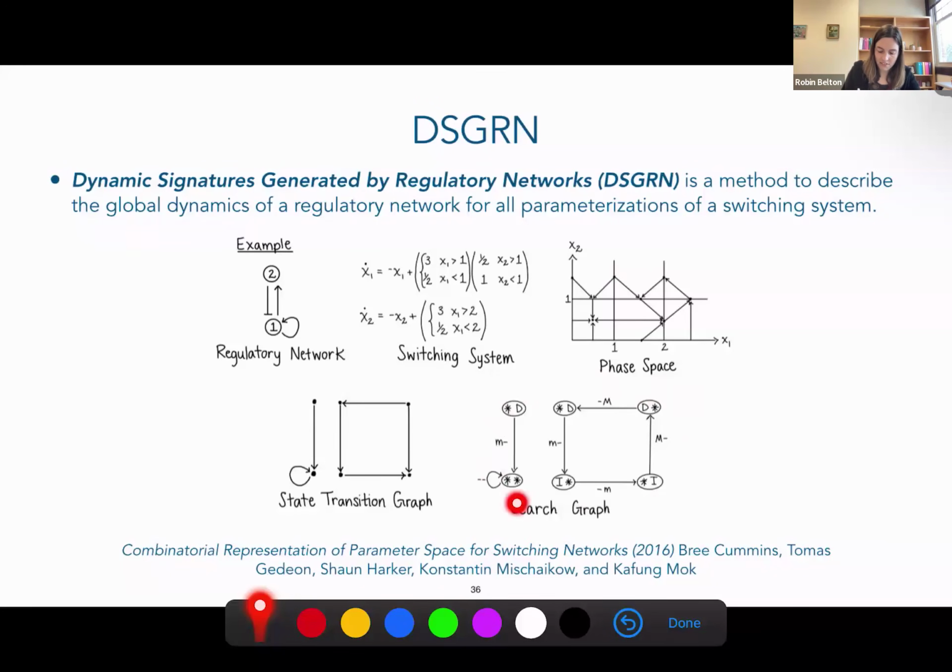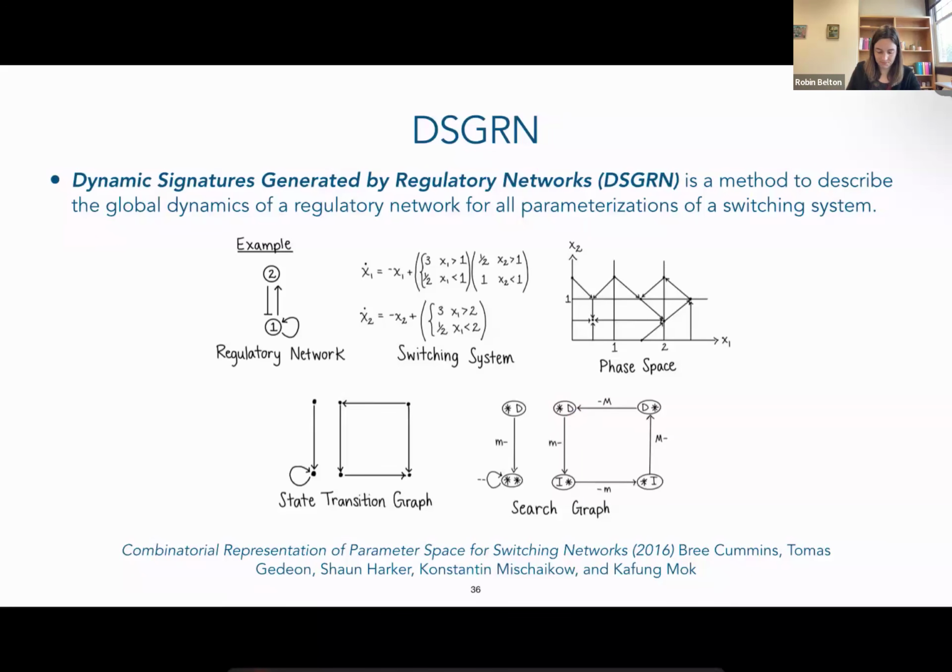And this search graph is telling where the mins and maxes could occur in the system. There are different symbols here, but these capital M's are denoting maxes and the little m's are denoting mins. So it's saying that we could have a min in X1, then a min in X2, then a max in X1, and then a max in X2. That's what the search graph is saying.